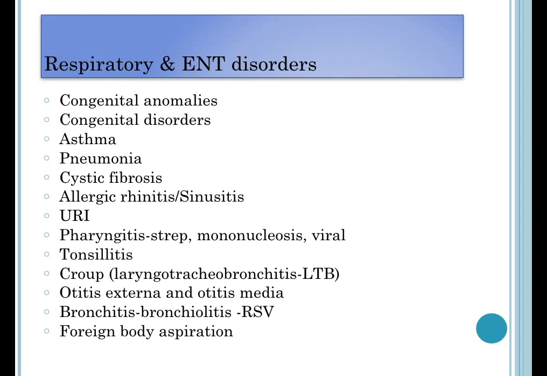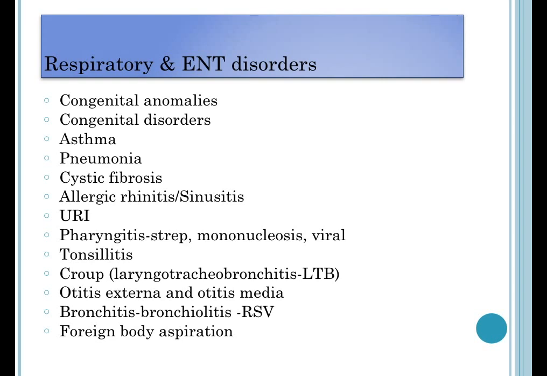So there's congenital anomalies and disorders, asthma, pneumonia, cystic fibrosis, which is one of the issues that primarily affects children, but now our interventions are so good, these children are living into adulthood, so you actually may run into these kids as they are adults.